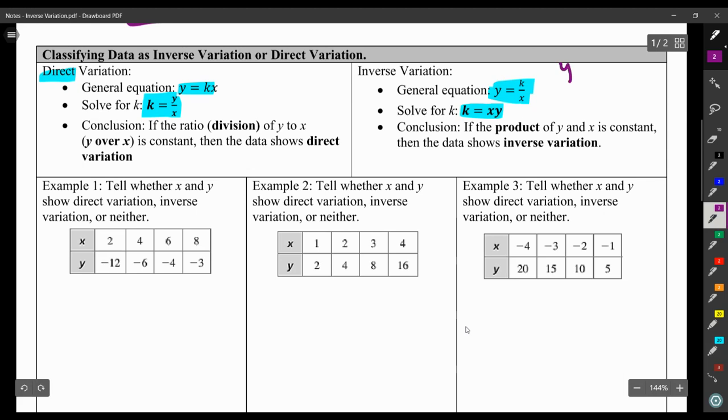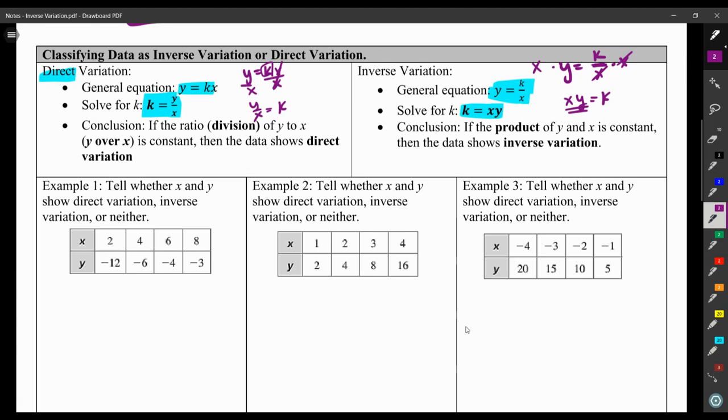Basically, where that comes from is, if I take this and solve it for k, I'm going to have to multiply both sides by x to undo the division on the inverse function. And that's why the multiplication is on the inverse. For direct variation, if I want to solve this for k, I'm going to have to divide out the x. So that's why the constant of variation is backwards from their function.